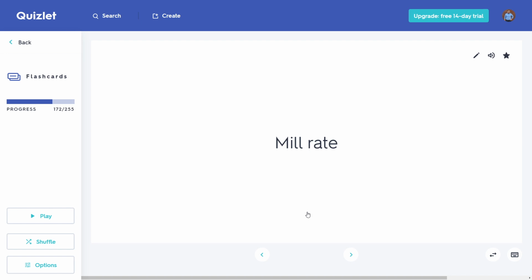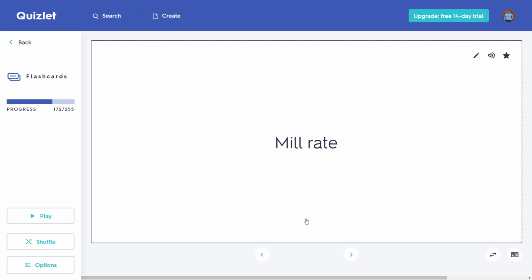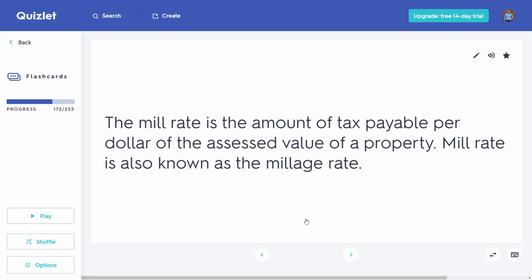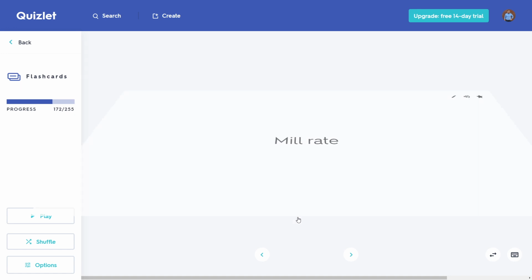Okay, so are you guys familiar with mill rates? If you have some experience with taxes, property taxes, you should be. So, what's a mill rate? Well, a mill rate is the amount of tax payable per dollar of the assessed value of a property. Mill rate is also known as the millage rate. So you could use those terms interchangeably: millage, mill rate, things like that. But again, it is the amount of tax payable per dollar of the assessed value of the property. This is super important when you're calculating property taxes, to be familiar with this term.